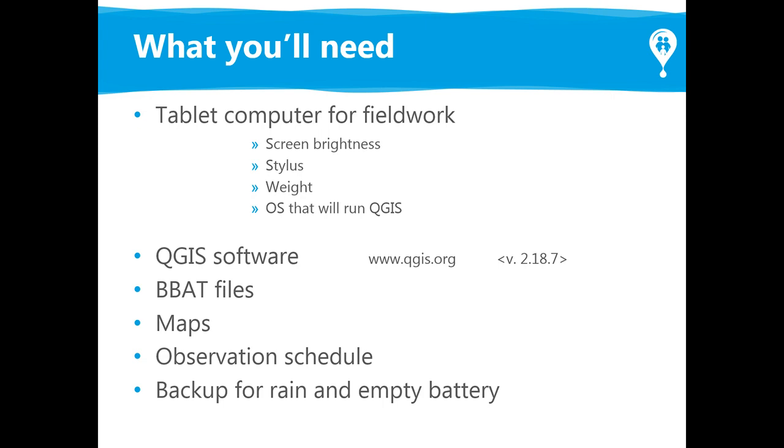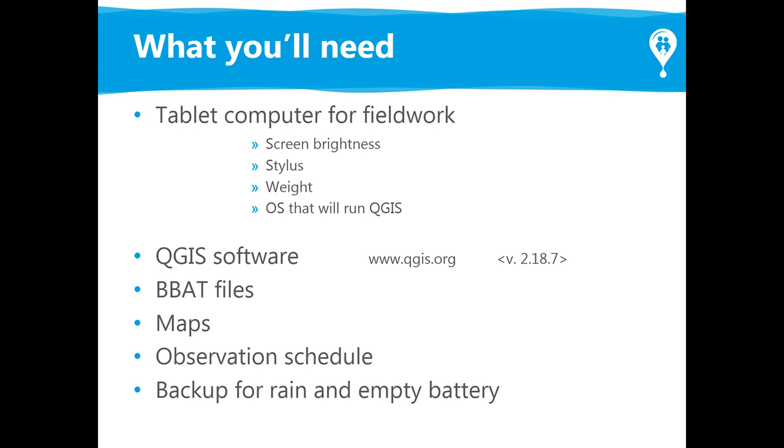Lastly, you also need to think about a backup, just in case it rains. What we ended up doing is carrying a transparent plastic bag in the pocket. So when it started to rain, we would put this around the tablet, and it was actually quite okay to work with the tablet wrapped in a transparent plastic bag in pouring rain.